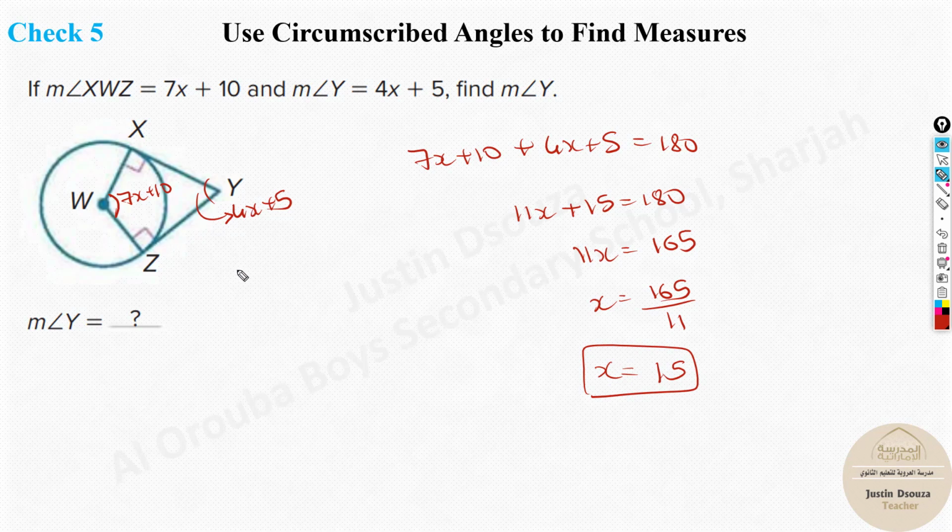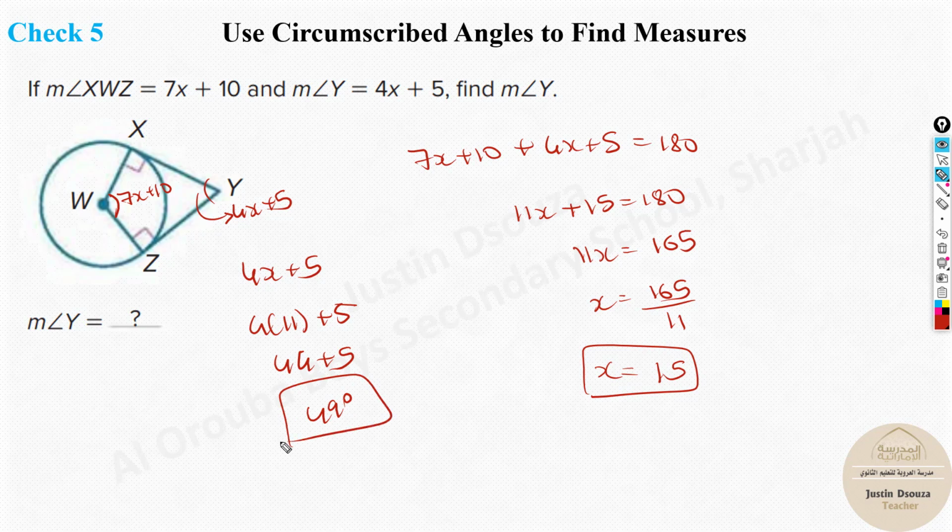Now substitute back in this equation 4x plus 5. We know 4 times 11 will be 44. And add 5 to it. The answer is 49 degrees. So this will be the final answer. So the answer over here is 49 degrees.